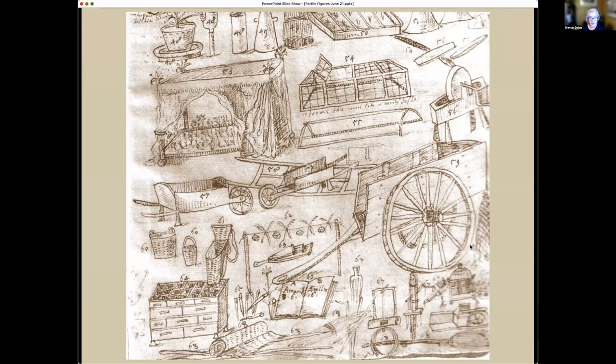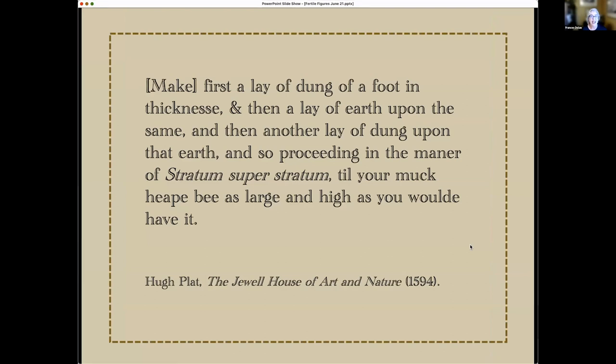Sir Hugh Platt uses the noun lay in the sense associated with masonry, a layer or stratum, when he advises readers on dunghill construction. "Make first a lay of dung of a foot in thickness, and then a lay of earth upon the same, and then another lay of dung upon that earth, and so proceeding in the manner of stratum super stratum, till your muck heap be as large and high as you would have it."